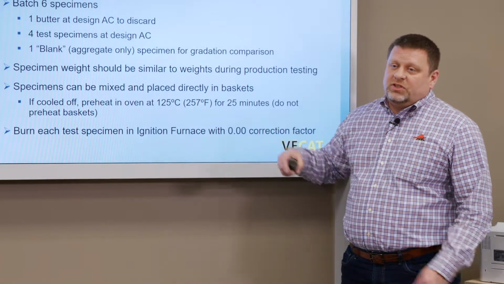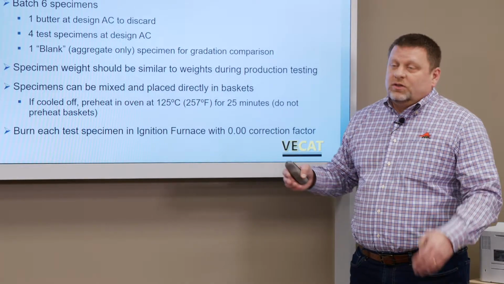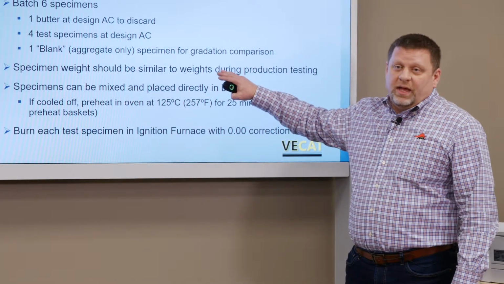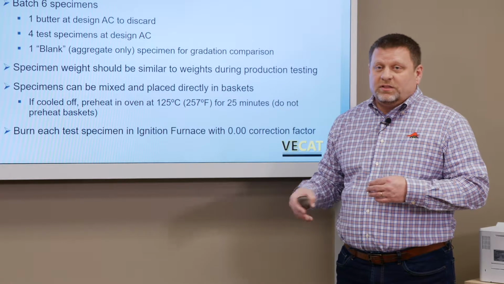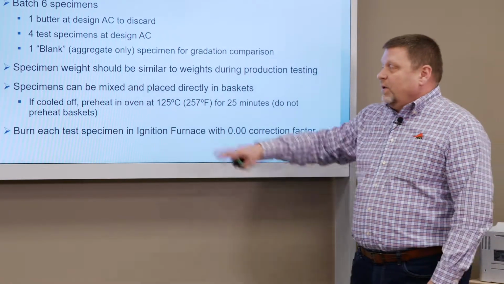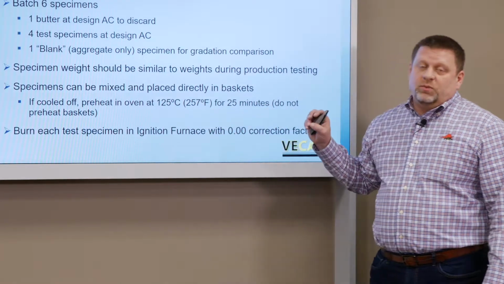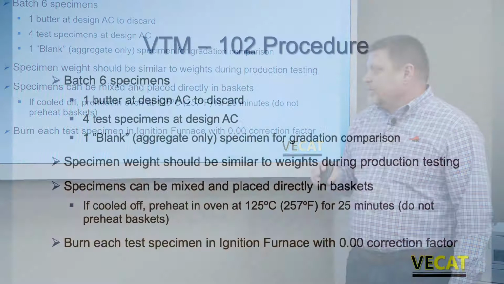What you find happens is you got to do 4 of these. Most of us don't have 4 sets of baskets sitting around. So the first one we mix, we'll put in the basket, we'll put it in the furnace. While that furnace is burning, we go ahead and mix the second, third, and fourth, and we allow them to cool off, but we have to preheat them again before we put each one in the basket, okay?